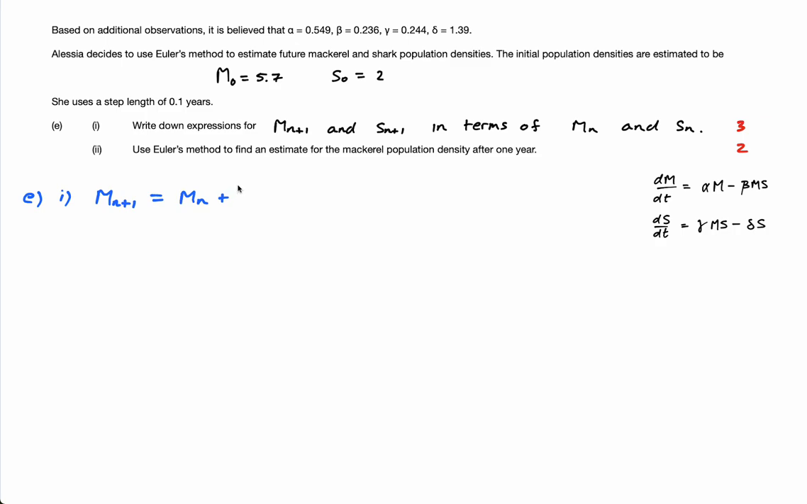So mn plus 1 from the formula booklet, it's mn, the previous m, plus the step, which is 0.1, times the derivative, which in this case is alpha m, and alpha, guys, is 0.549, m, which is mn, the previous n, minus beta, which is 0.236, mn again, and also Sn. And then that is the expression for m of n plus 1, and it is in terms of mn and Sn.